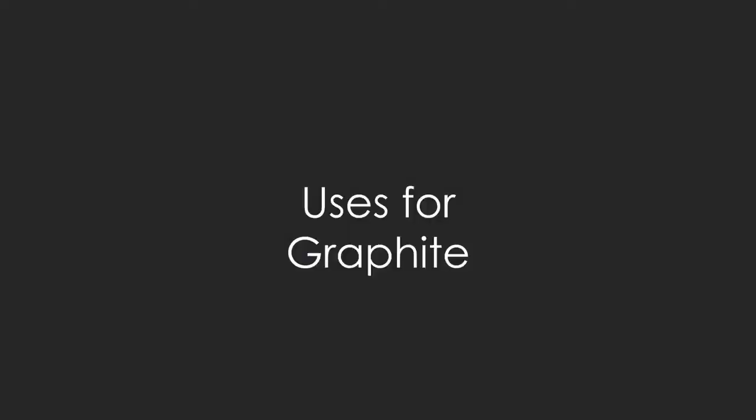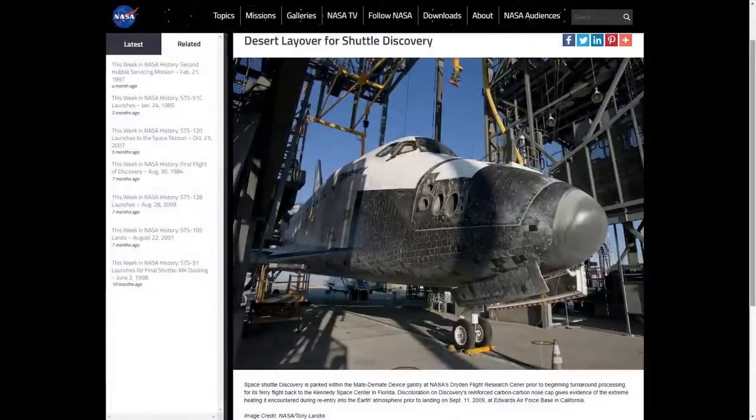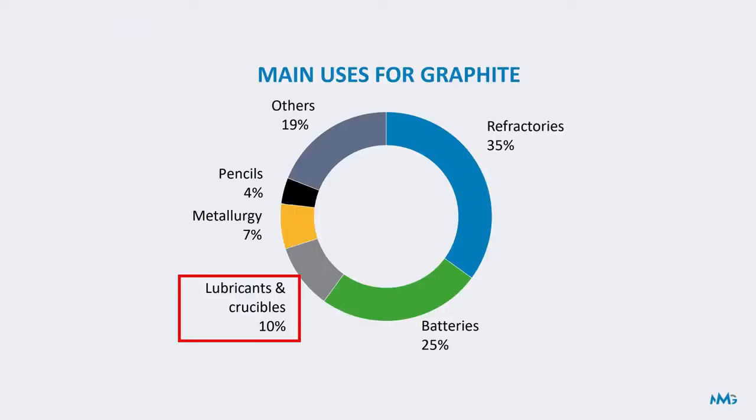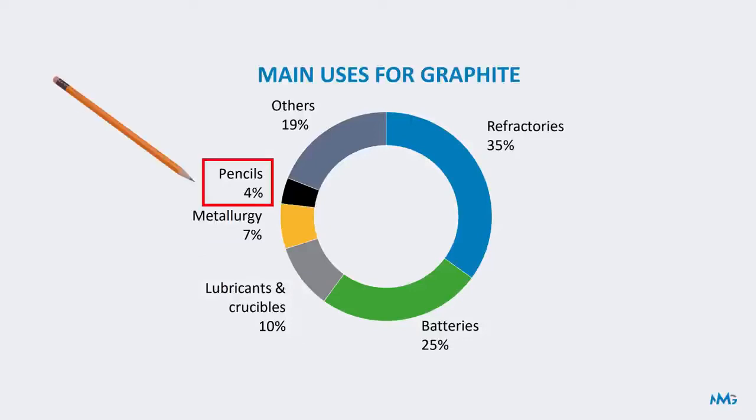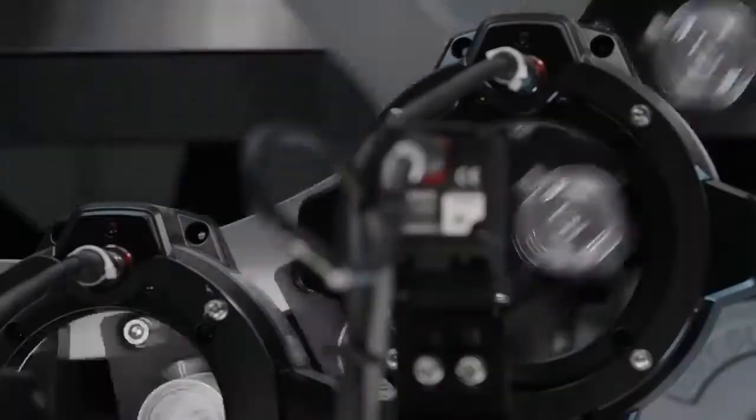Moving on to the main uses of graphite. The main uses for graphite are refractories, which are materials that are resistant to extreme heat, pressure, or chemical decomposition. An example of this would be the heat shield tiles that were used on the space shuttle. Other uses for graphite are lubricants, metallurgy, and of course, pencils. That's right, lead pencils are not made from lead, but instead graphite. And of course, there's batteries, a segment that is expected to grow and an area we're going to be focusing on. So when it comes to batteries, graphite predominantly makes up the anode part of the battery.